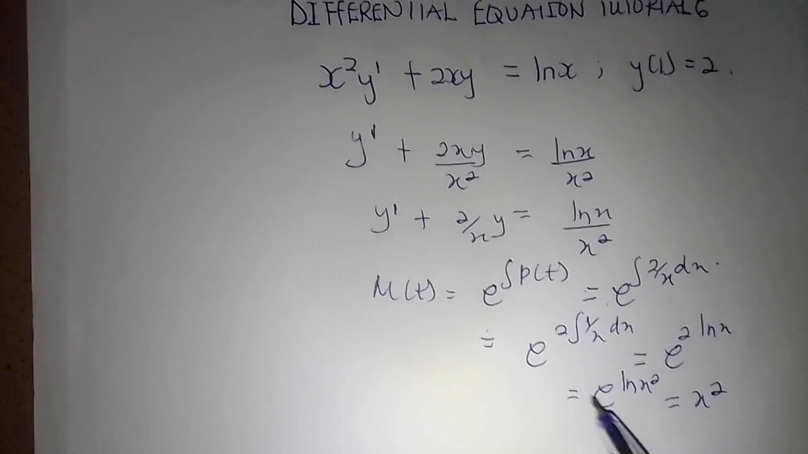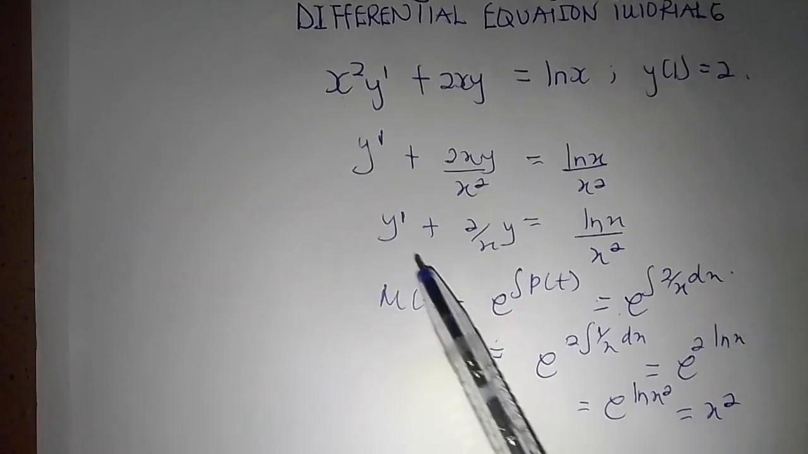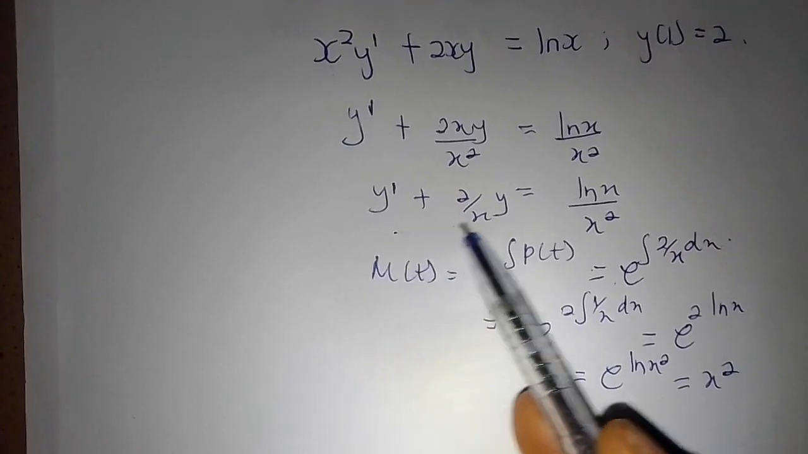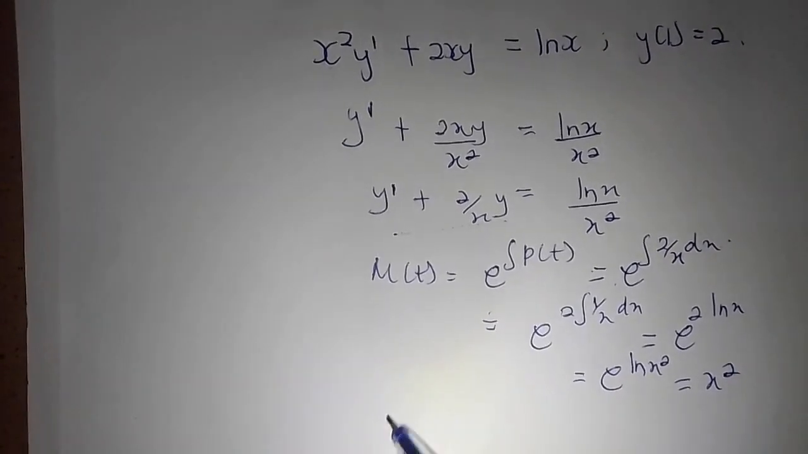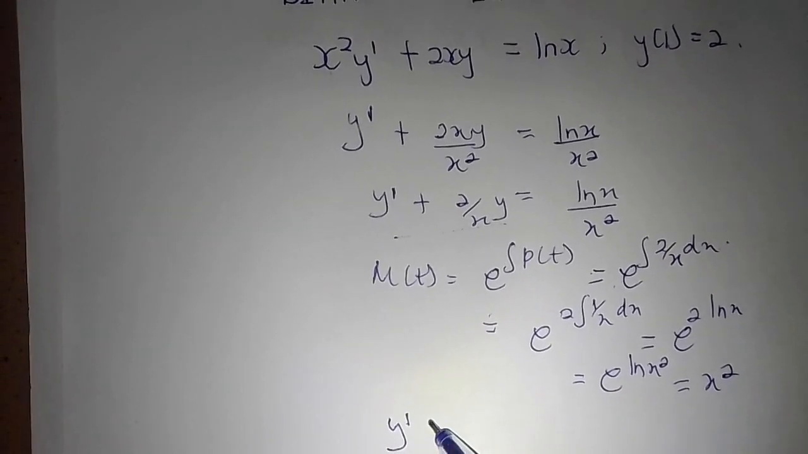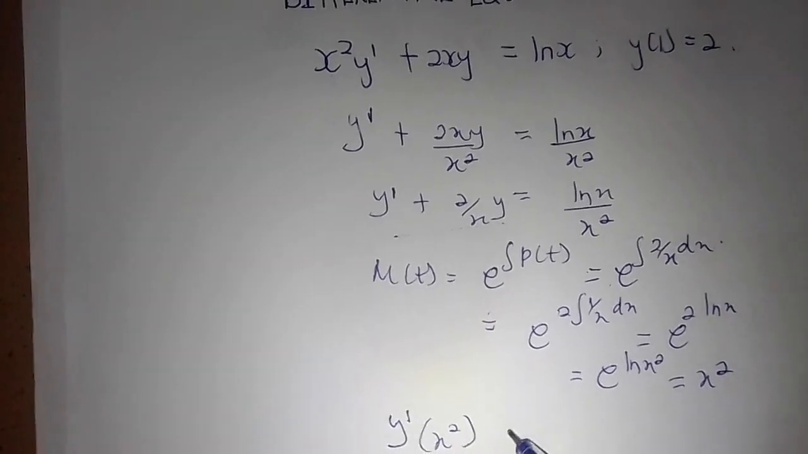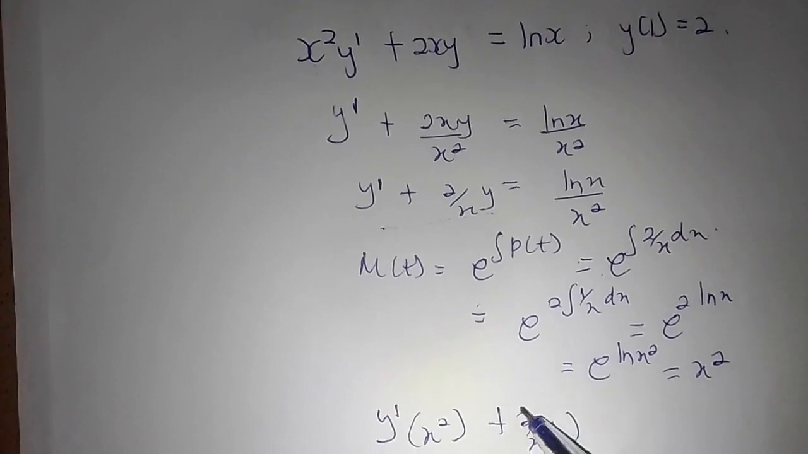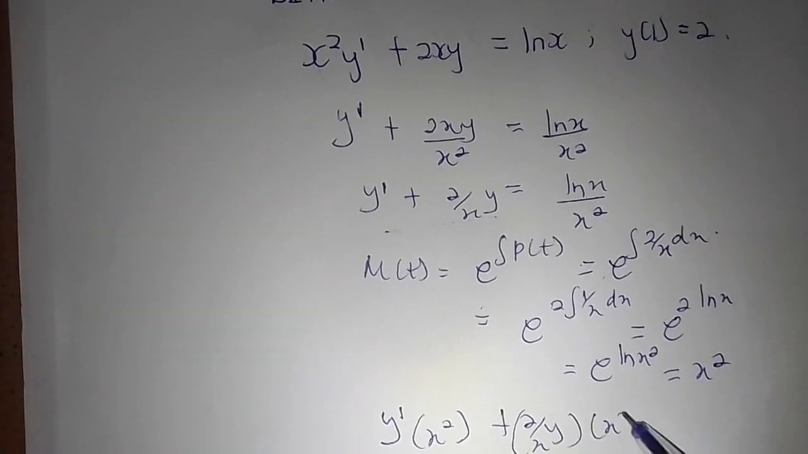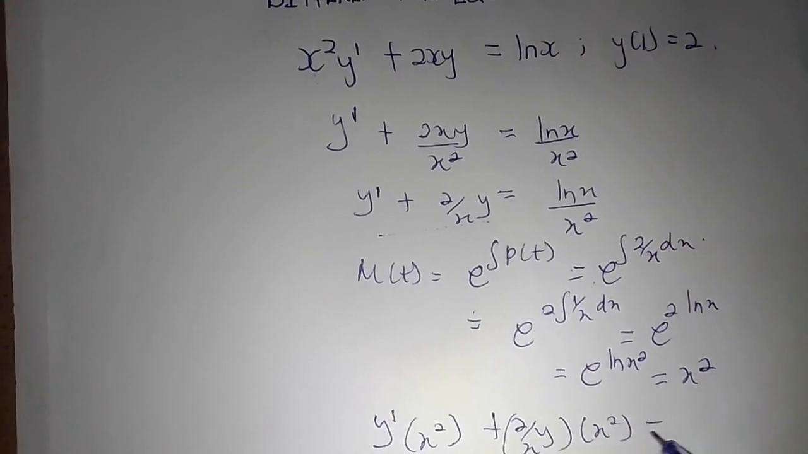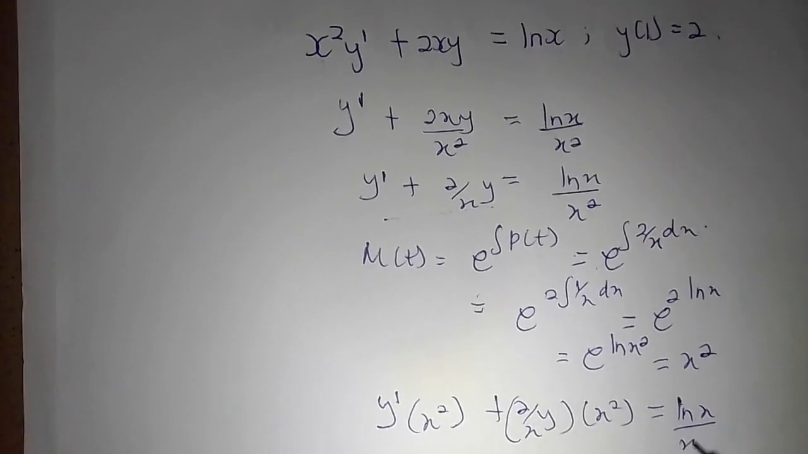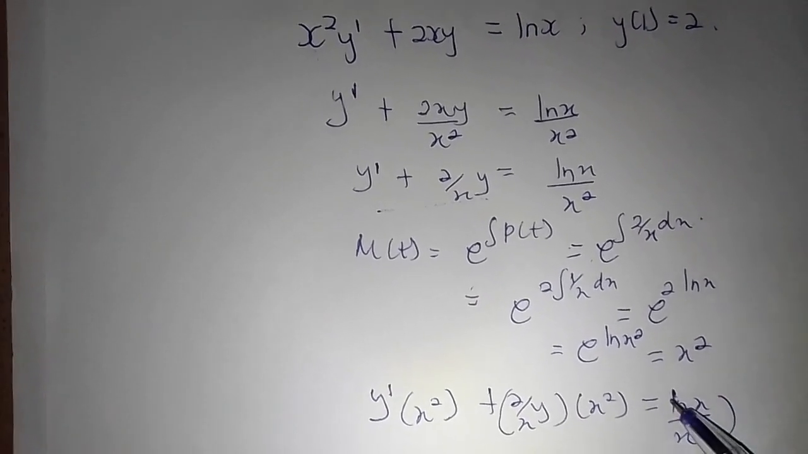We move straight to multiply the integrating factor by all the terms in the equation. So this is the final equation we arrived at. We're going to have y prime multiplying x squared plus 2 on x y, all of them multiplying x squared, is equal to ln of x over x squared multiplying x squared.